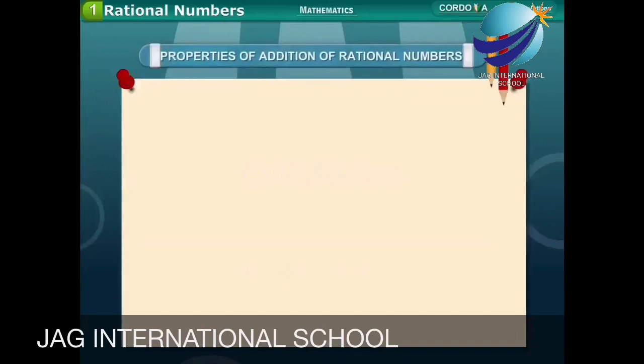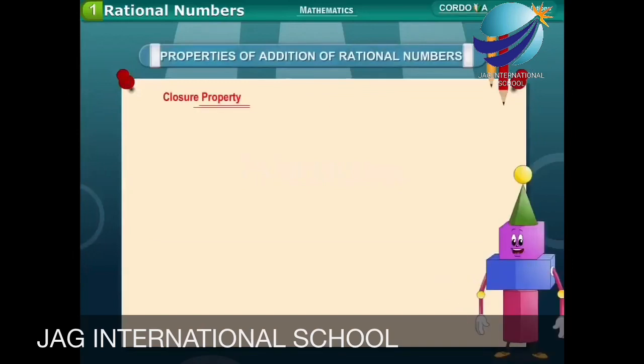Properties of addition of rational numbers. Closure property. If a/b and c/d are two rational numbers, then a/b + c/d is also a rational number.